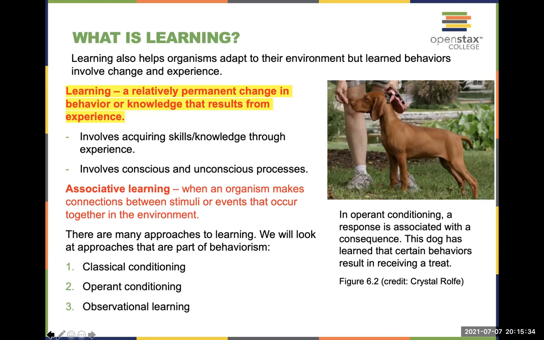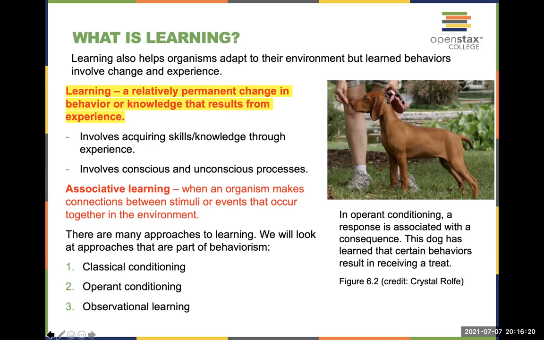Then there's associative learning. That's when an organism makes connections between events or stimuli that occur together, simultaneously or near each other in the environment. Associative learning includes classical conditioning, which we talked about briefly in the first chapter when you were introduced to Ivan Pavlov. We are going to talk about him a little more in depth now. And then there's operant conditioning, which you were briefly introduced to when we talked about behaviorism and Skinner in the first chapter. We're going to talk a little more about that in detail.